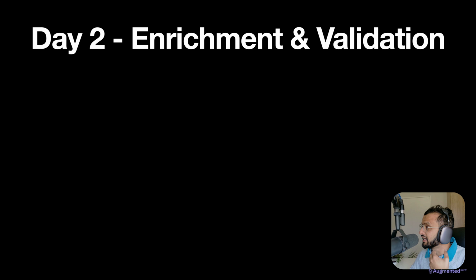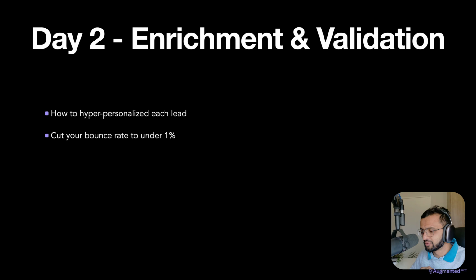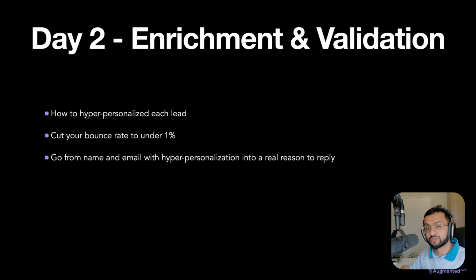Day 2 is about enrichment and validation. I'm going to show you how to hyper-personalize each lead. We're going to cut your bounce rate to under 1% and go from name and email to great hyper-personalization with a real reason to reply. Now, you can go as hyper-personalized as you want because AI and the internet have a lot of information on people in general. We can scrape a lot of background on a person, which can sort of border on creepy, but we're going to get to a point where we know enough that the person feels like it's magic that we already know about them.